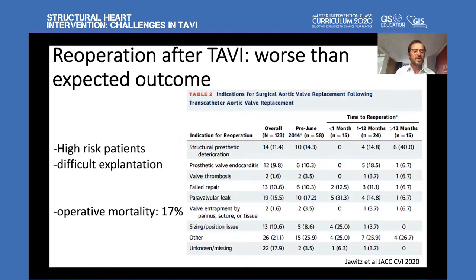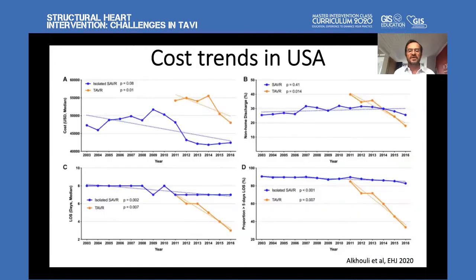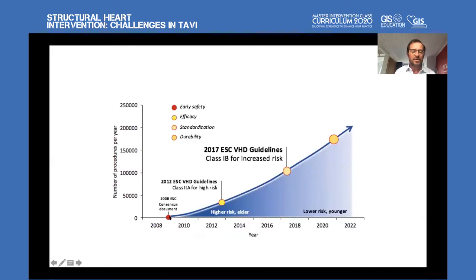Mortality in the high-risk population is not low and explantation is difficult. So we should think that we cannot reduce surgery in this population. I will just pass this slide and say that yes, we did a great job in early 2018. Then from the early risk, we went to increased risk, intermediate risk, and now we are going to lower risk and younger patients.